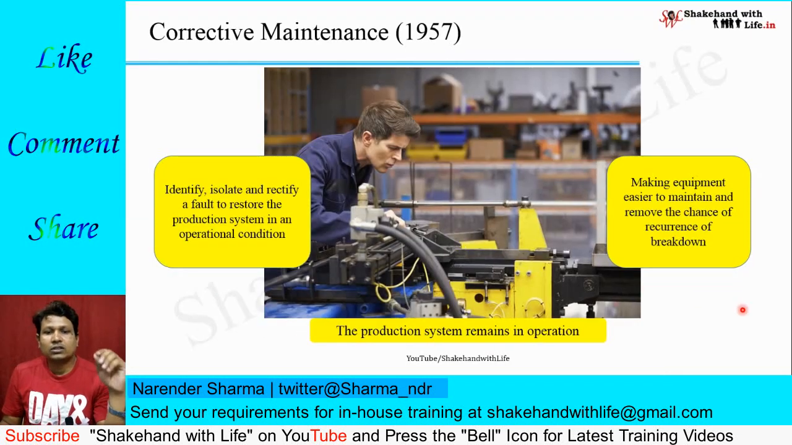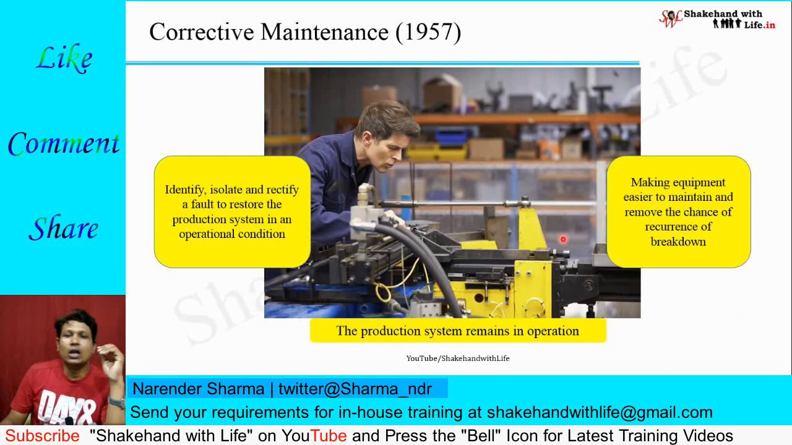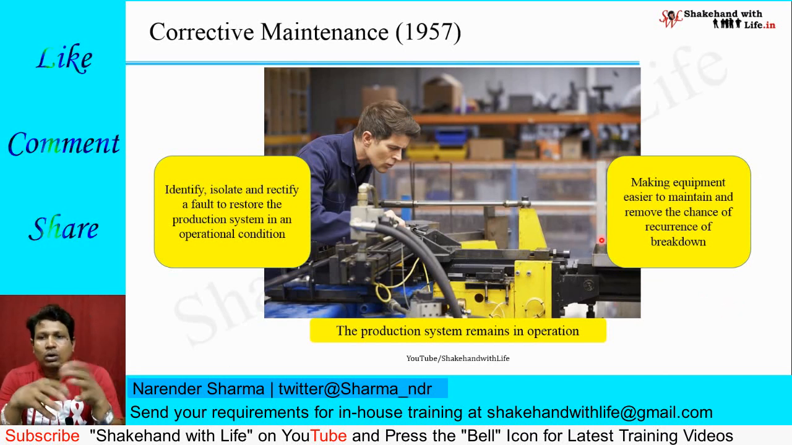In this case, the production system remains in operation. During the corrective maintenance, the production system remains in operation. It is easier to maintain the equipment and remove the chances of recurrence of the breakdown with the help of corrective maintenance.